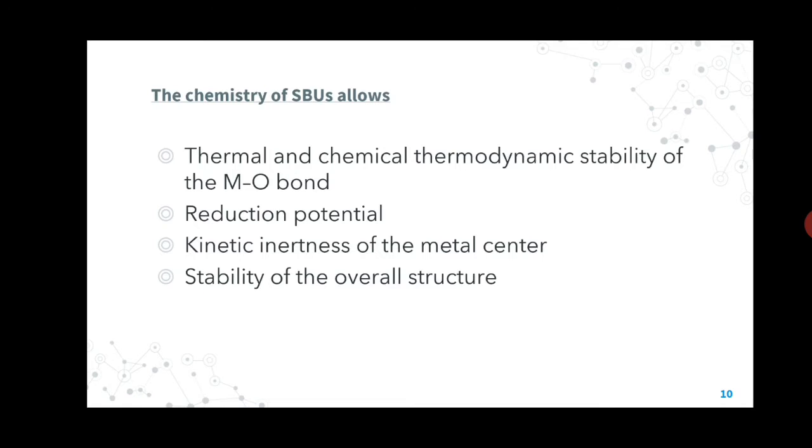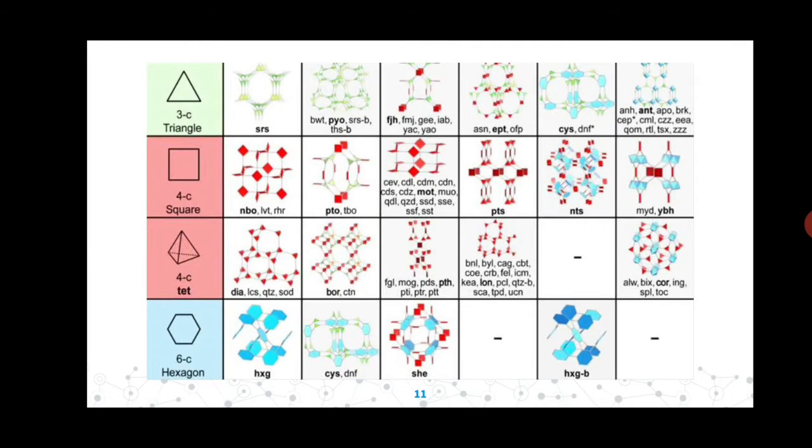The chemistry of the secondary building unit not only allows us to redesign the MOF, but also shows the thermal and chemical stability of the metal oxygen bond, and also the reduction potential and kinetic inertness of the metal center, as well as the stability of the overall structure. So these are examples of the secondary building unit as shown here: triangular, square, tetrahedral, which react with a ligand to form these examples.